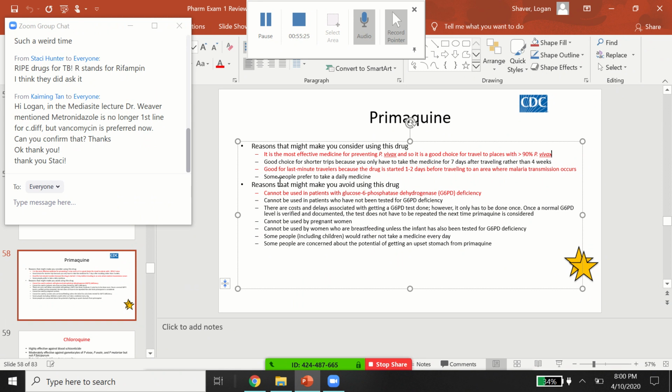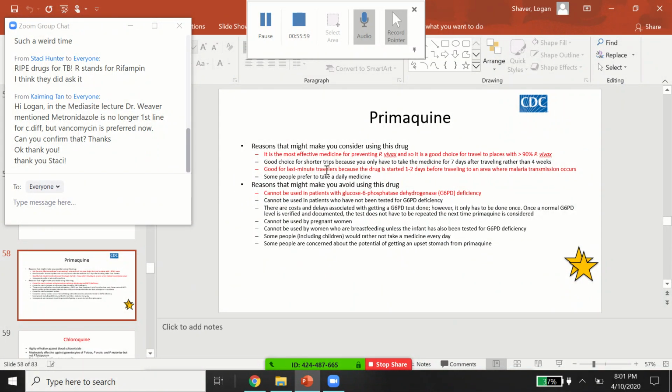Now, it's also important that it's good for last minute travelers because the drug is started 1 to 2 days before traveling to an area where malaria transmission occurs. So what the question would look like, and I think there was at least one or two questions pertaining to which of the malaria drugs you would give, typically just based on if it's a short trip, like is it last minute traveling, or how long do they need it, things like that.